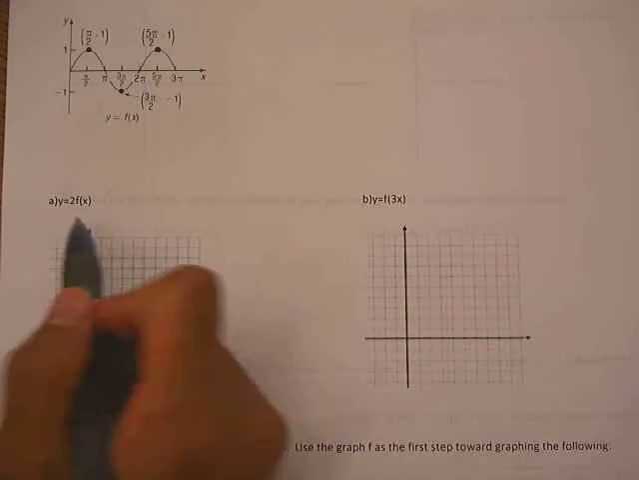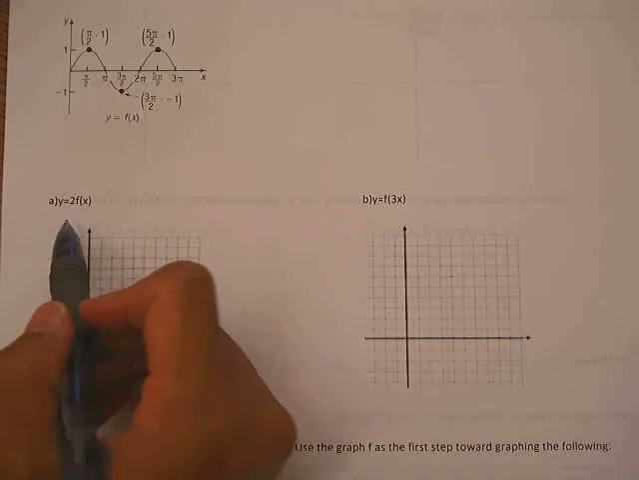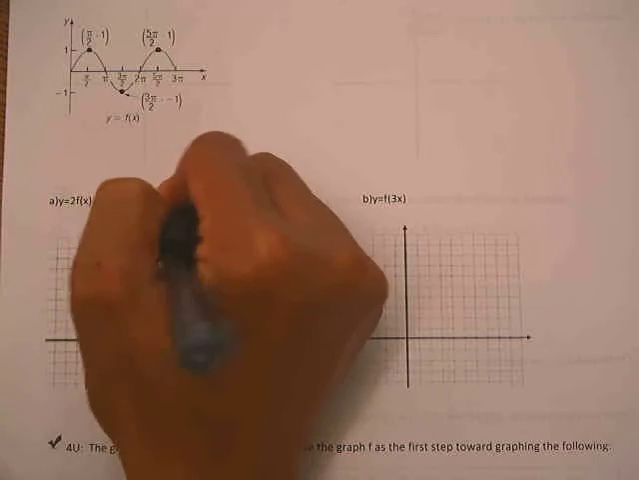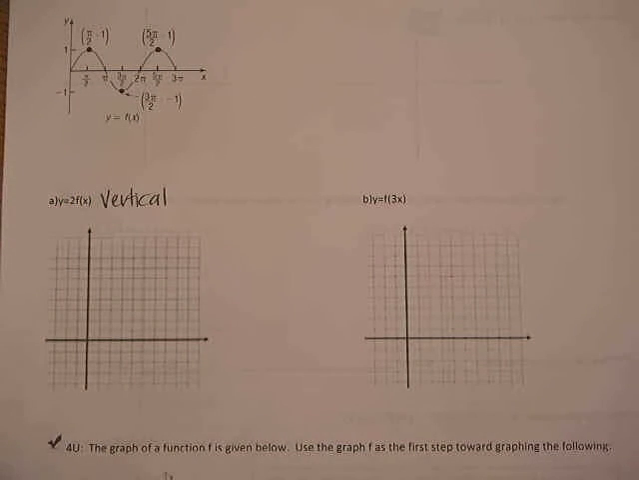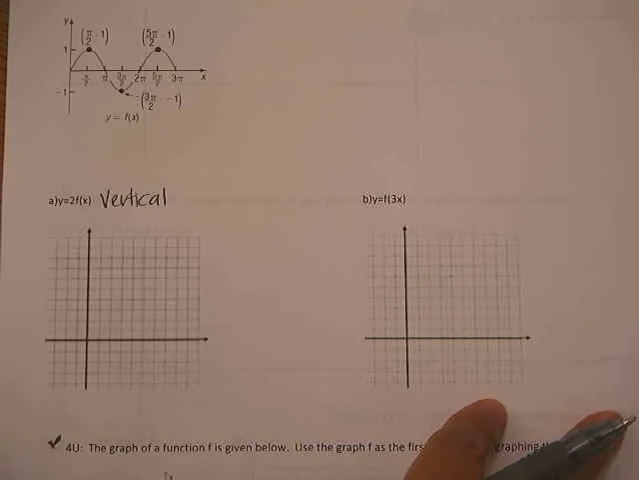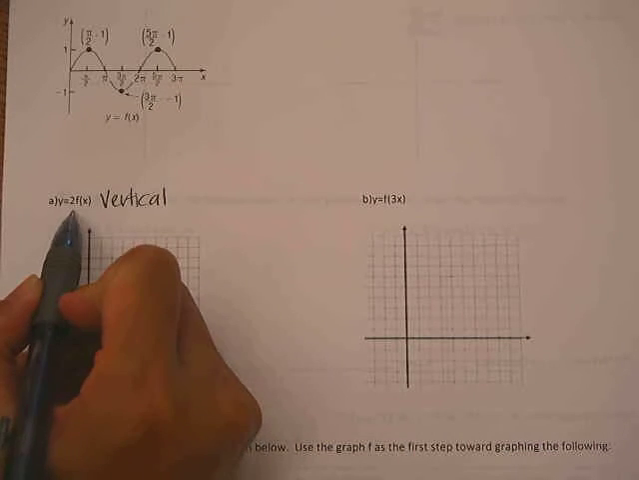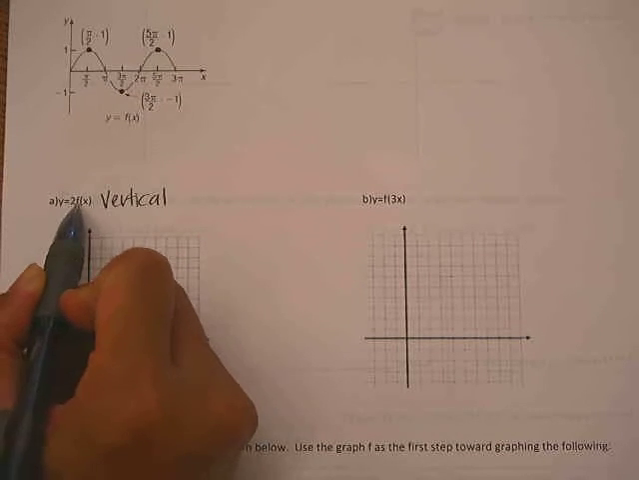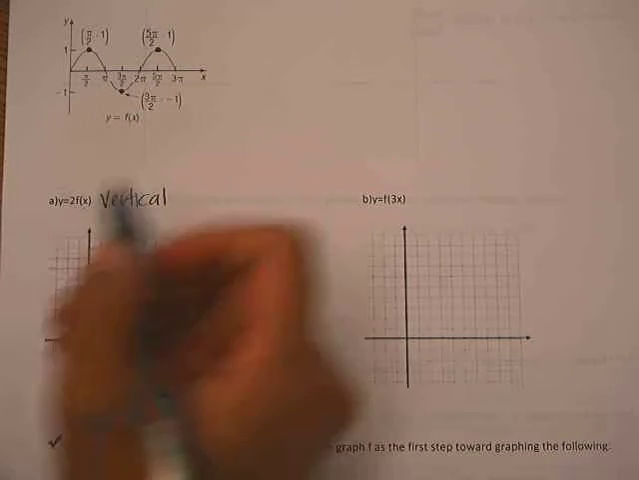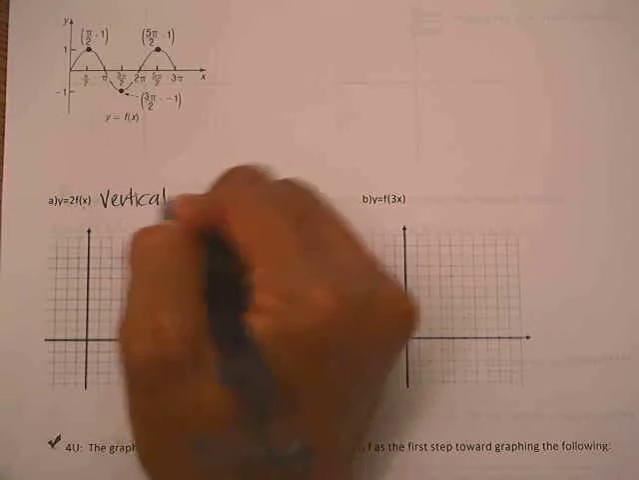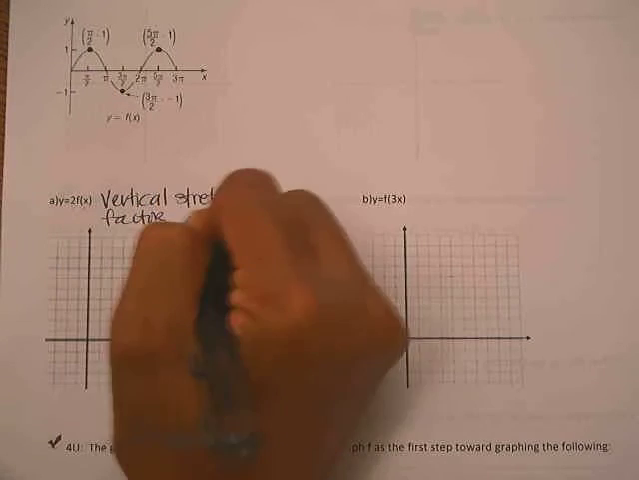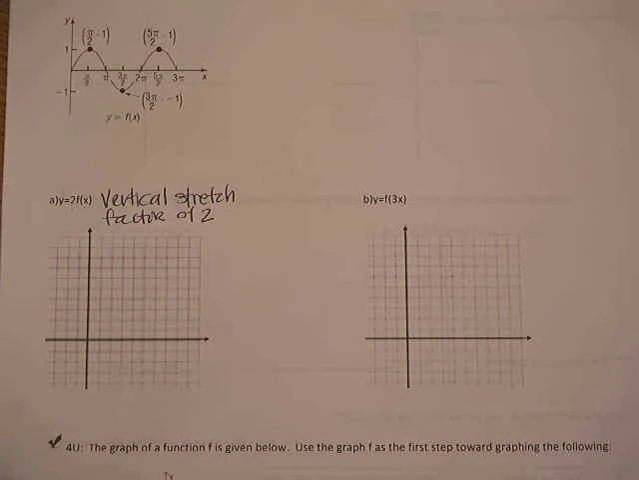Okay, so if we have a number that's being multiplied outside, it's going to give us a vertical change. Now the only question is, is it a vertical stretch or is it a vertical compress? Okay. Now when it's outside, it's going to make things larger, in this case, y values. Notice how this is 2 times f of x. That means 2 times y. So y is going to get larger by twice as much. So vertical stretch factor of 2. That means I'm going to take all of my y's and I'm going to multiply by 2. So here we go.